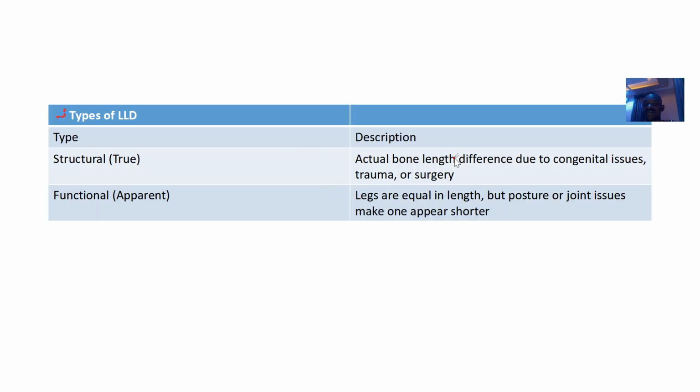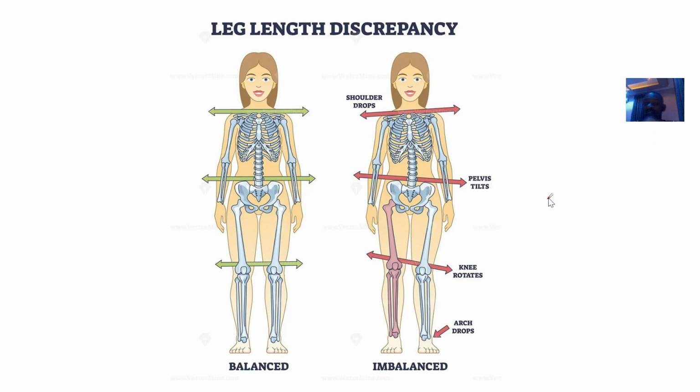So what we're talking about is types. You have the structural, that's a true one. There's the actual difference in the bone length. Then we have the functional one, where legs are equal, but the way the person poses, maybe the person has some joint issues. Leg length is equal, but the problem is in the joint or how you are posing. Do you understand?